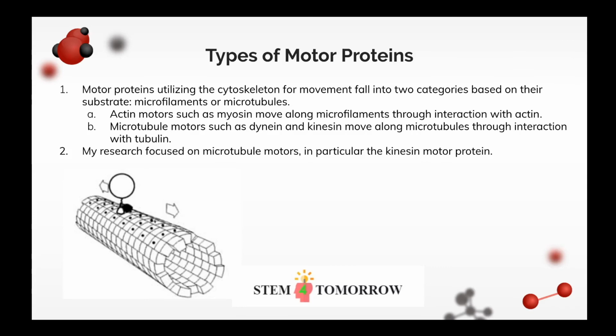Types of motor proteins. Motor proteins utilizing the cytoskeleton for movement fall into two categories based on their substrate, or what they're walking on: microfilaments or microtubules. Actin motors, such as myosin, move along the microfilaments through the interaction with actin. Microtubule motors, such as dynein and kinesin, move along the microtubules. My research focused on microtubule motors, in particular the kinesin motor protein.